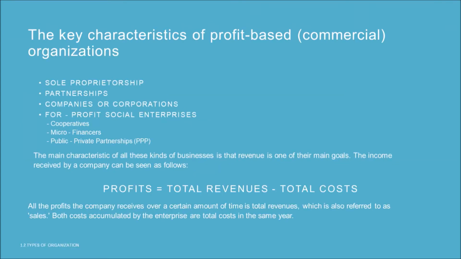The key characteristics of profit-based, commercial organizations: sole proprietorships, partnerships, companies or corporations, for-profit social enterprises, cooperatives, micro-finance, and public-private partnerships, PPP. The main characteristic of all these kinds of businesses is that revenue is one of their main goals. The income received by a company can be seen as follows. Profits equals total revenues minus total costs. All the income the company receives over a certain amount of time is total revenues, which is also referred to as sales. All costs accumulated by the enterprise in the same year are total costs.